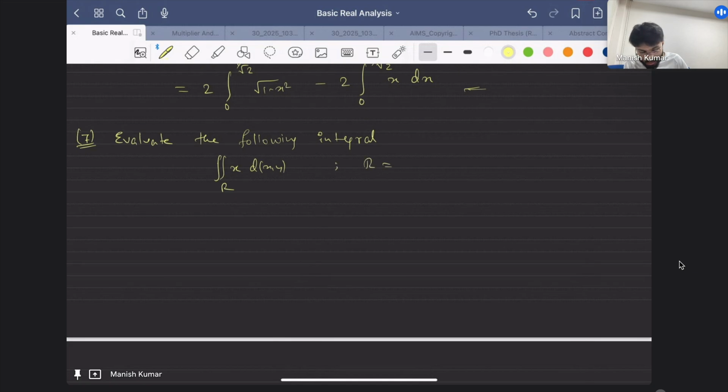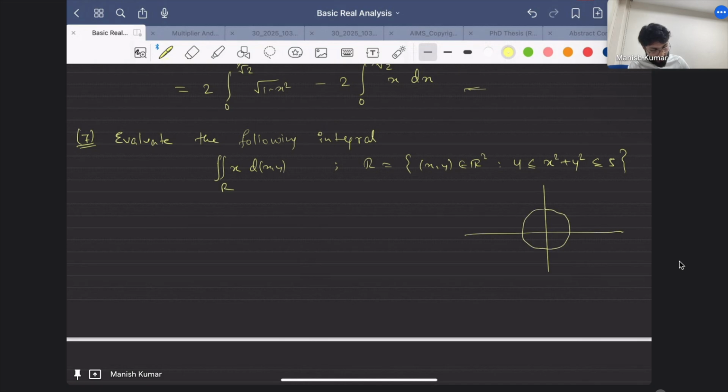region (x,y) in R2 such that 4 is less than or equal to x square plus y square less than or equal to 5. Okay, so this is basically the, what do you say, annulus, right? So it's like 2 circles. This is x square plus y square equals 4, and this is x square plus y square equals 5. So this is 2, 0, this is root 5, 0. So now you have to integrate this over this circular region. Now how would you do that?